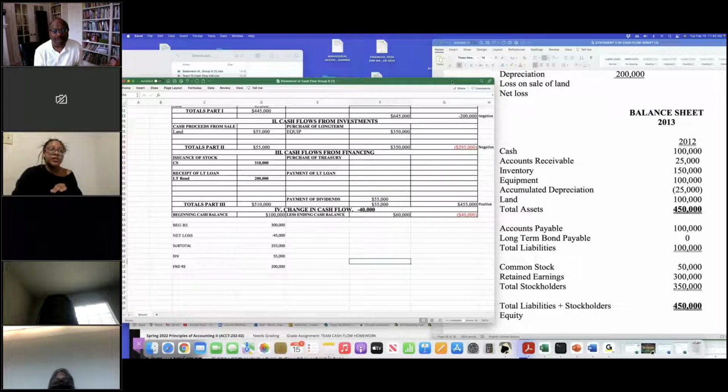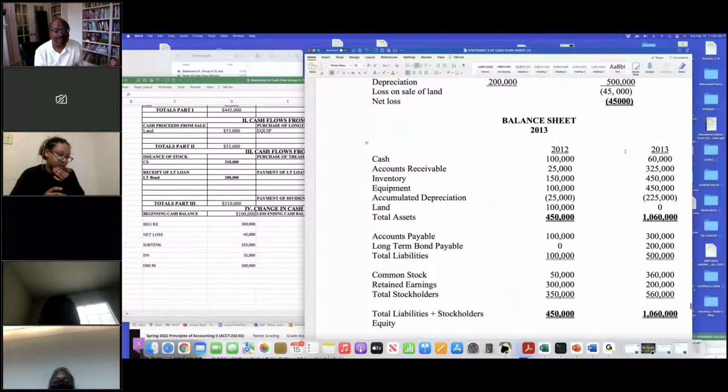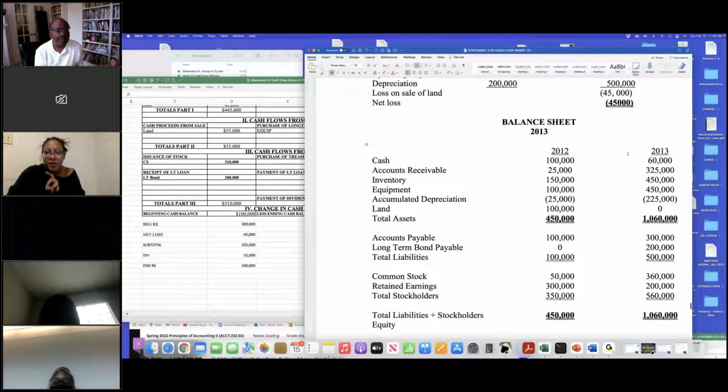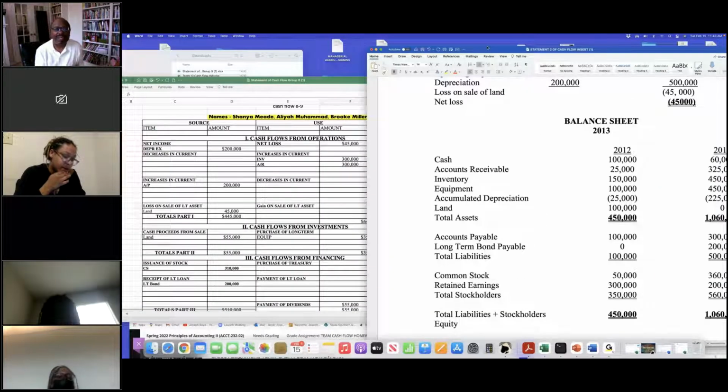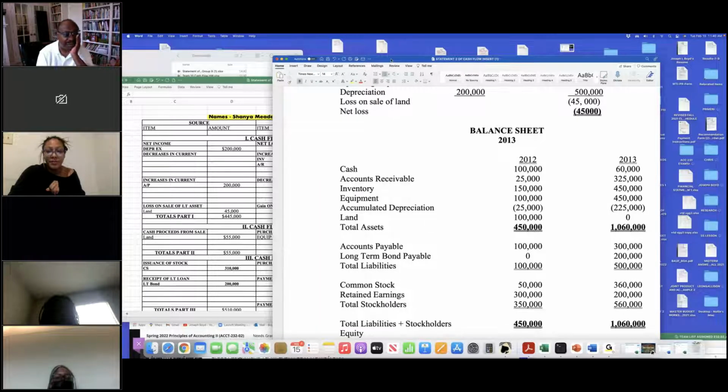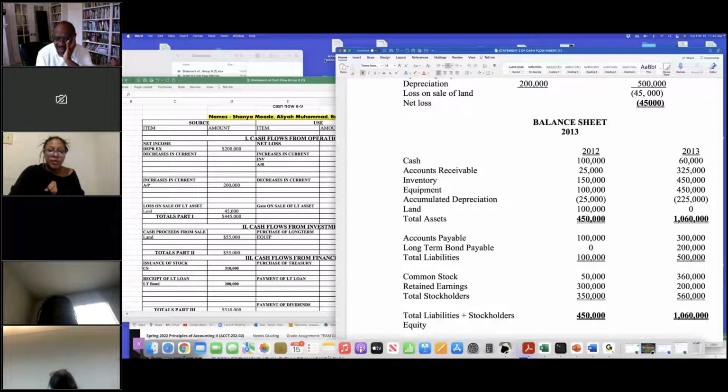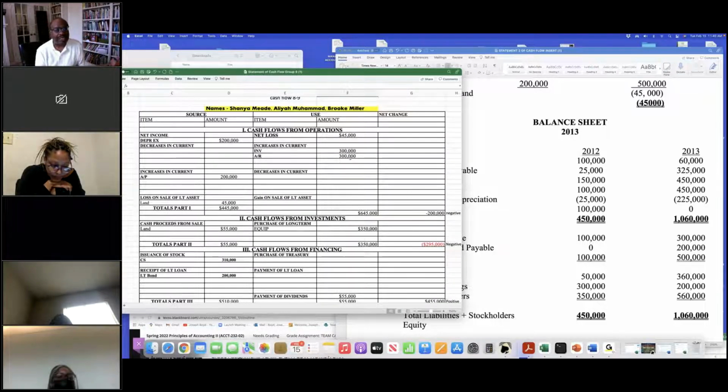Next, first we're going to take our accounts receivable, and it went down by... oh no, it went up. Sorry, it went up by 300,000. So we're going to put it in part 1, use, increase in current asset. All right. Then we have our inventory, which increased by 300,000 as well. So we're going to put it in the same place, part 1, use, current asset.